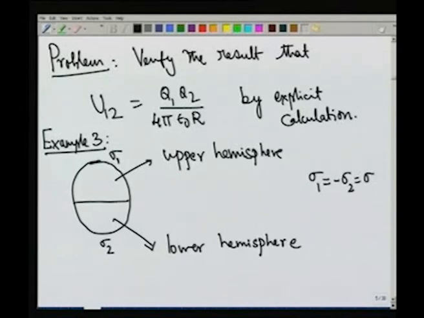So, obviously, what is the question of interest for me? The question of interest for me is the interaction energy, the potential energy between the upper hemisphere and the lower hemisphere. Now, this is an interesting example in integration using spherical polar coordinates. So, let me write down the expression for you, but I will not work out all the steps. I will ask you to fill in the gap. So, how does the expression look like?